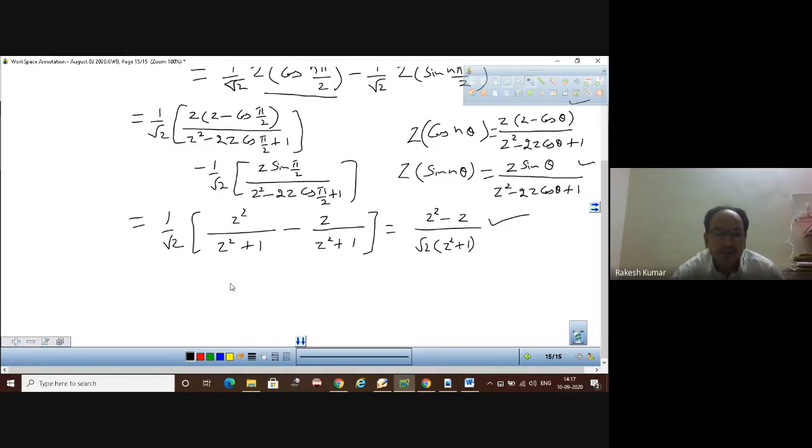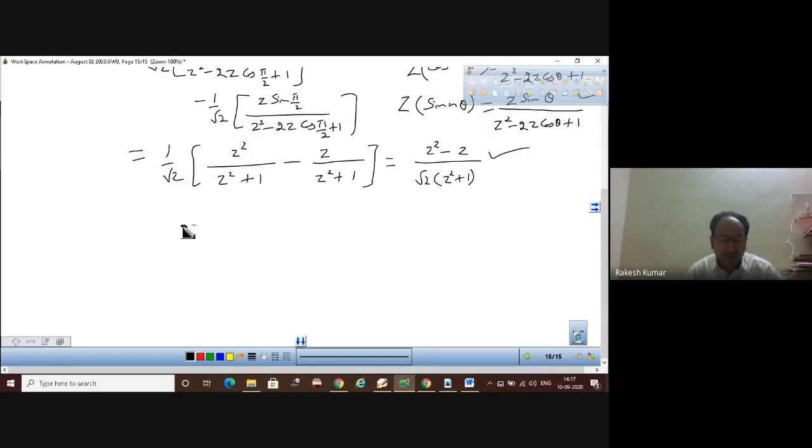So we can do one more question, that is, find out the z transform of cos hyperbolic. The question is in terms of a hyperbolic function: cos hyperbolic of (n pi by 2 plus theta). This is the question now, and we can apply the formula of cos hyperbolic theta.